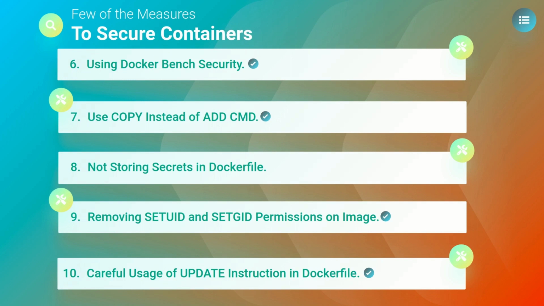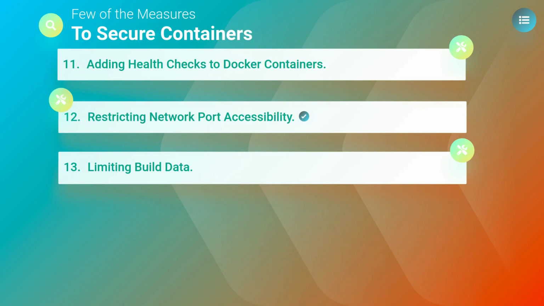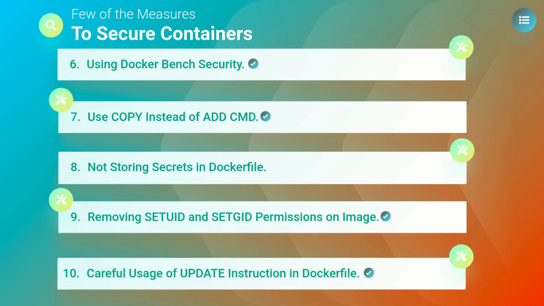Passwords, API keys, private keys and other secrets must never be a part of the Dockerfile. Secrets in a Dockerfile can easily be exposed by simple commands like docker history, and once exposed can be exploited by an adversary. We also remove setuid and setgid permissions to ensure proper access control is maintained.